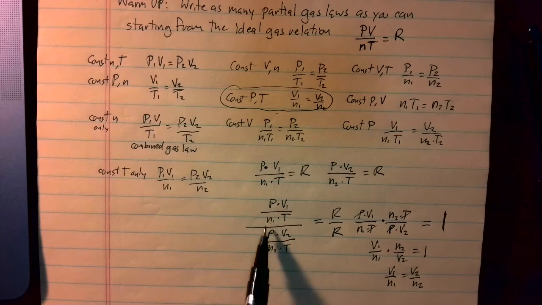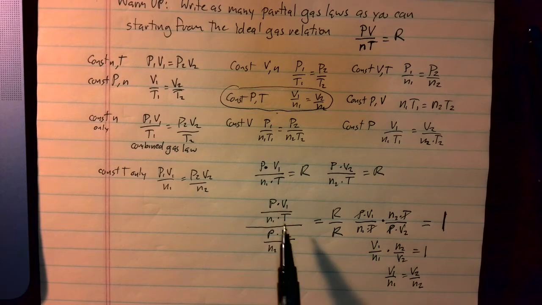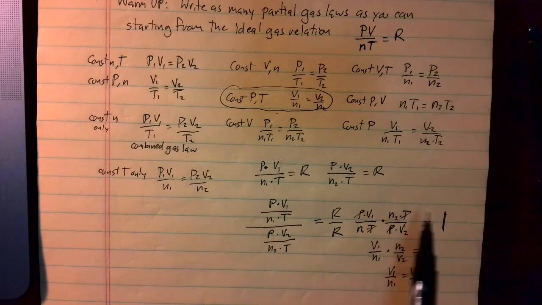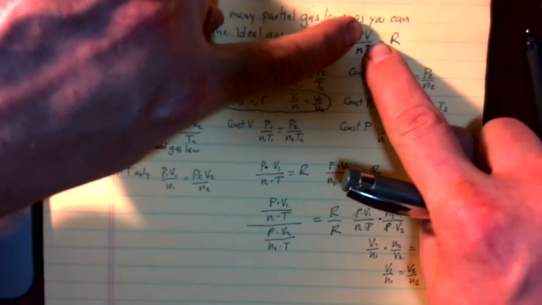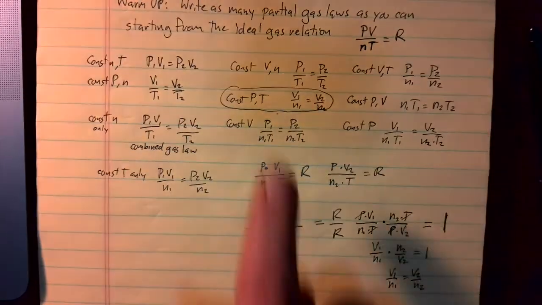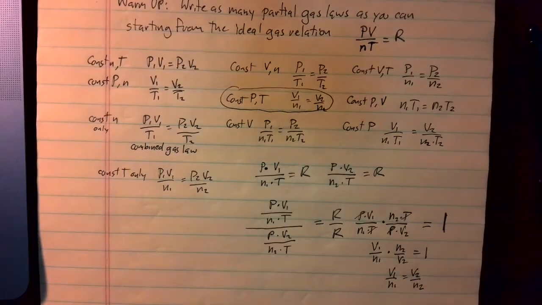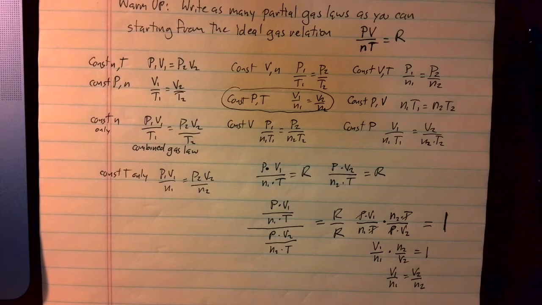So using just dividing the beginning and final conditions, I can always get my partial equations. That's technically what I'm doing in all of these. But it's a whole lot faster to simply cover over the parts that are constant and say what is remaining is our partial gas law. Okay, so there's our warm-up.